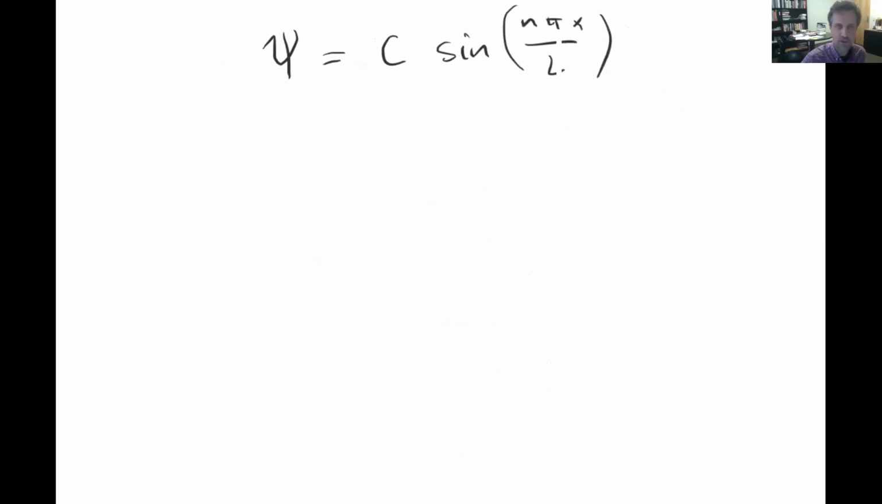Okay, so I'm going to write down the shape one more time. C sine n pi x over L. That's the general shape of the wave function. And I'm going to ask myself, okay, what is the momentum of this wave function? So basically, if I operate on this wave function with the p operator for momentum, what do I find?